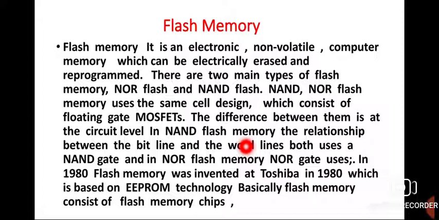There are two types of flash memory. One is NOR flash and the second one is NAND flash. So what is the difference between these two memories? The difference is only the technique that is used: for NOR flash you have to use a NOR gate, and for NAND flash, for fabrication purposes, you have to use a NAND gate. That is the difference between NOR flash and NAND flash. Basically, flash memory was invented by Toshiba in 1980, which is based on EEPROM technology.